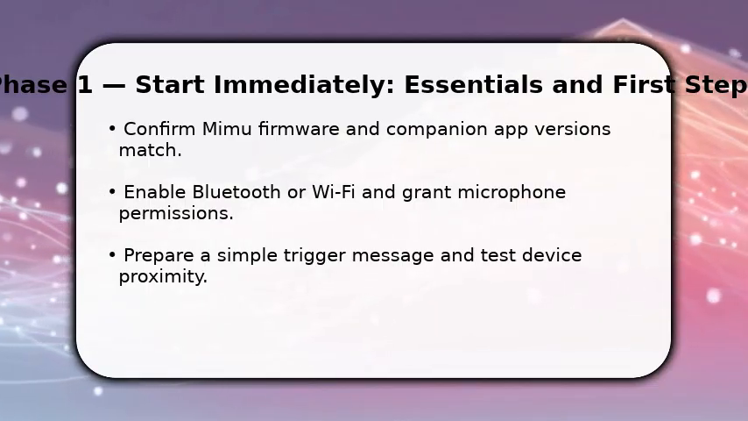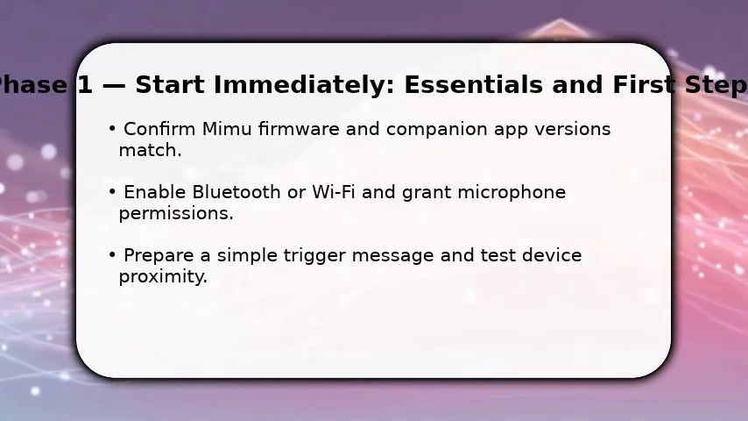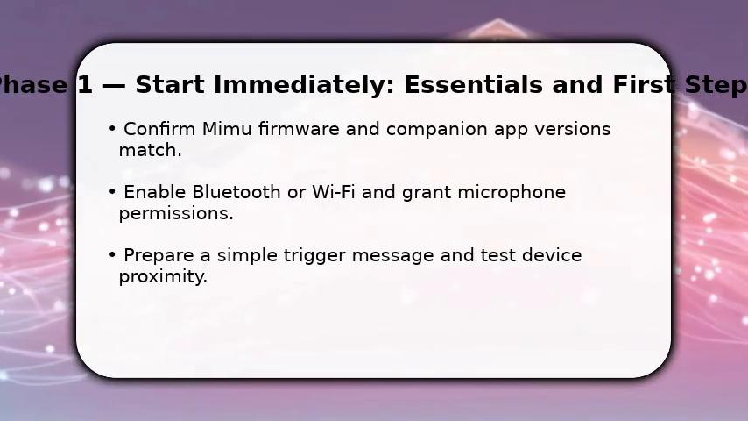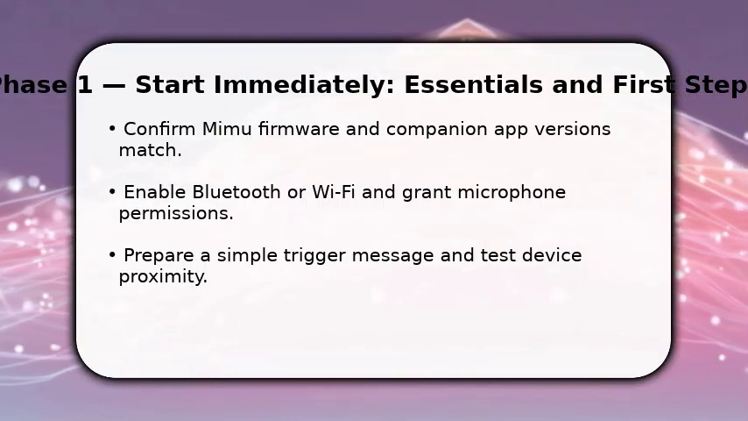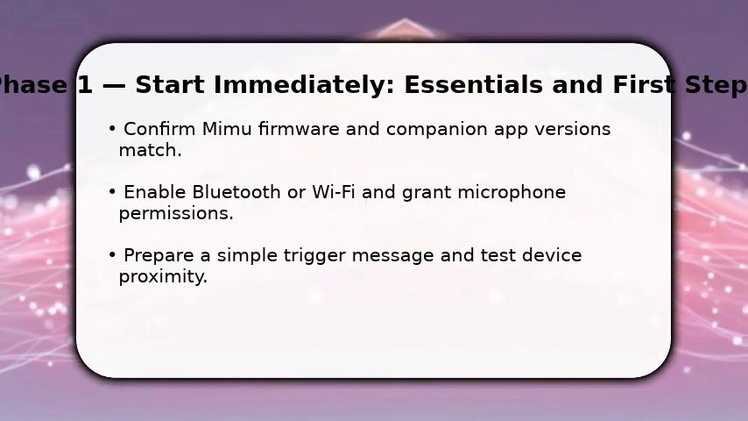Once done, put Mimu within 1-2 meters of your phone or PC and create a simple trigger message, like, "Hello Mimu." Make sure to save that message in the app, because these first steps let Mimu receive and process input immediately. Next, configure how messages become reactions.